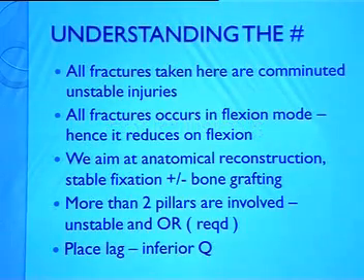So, conclusions. All the fractures taken here are comminuted unstable injuries, and the fractures occurred in flexion mode, because our patients usually walk with 5 degrees of hip flexion and 5 to 10 degrees of knee flexion with 5 degrees more of external rotation, which is accepted. So all these fractures we aimed at anatomic reduction, stable fixation, plus or minus bone grafting. When there is involvement of two or more pillars, we consider that an unstable fracture pattern, and we always place the screw in the inferior portion where we have the maximum bone strength.